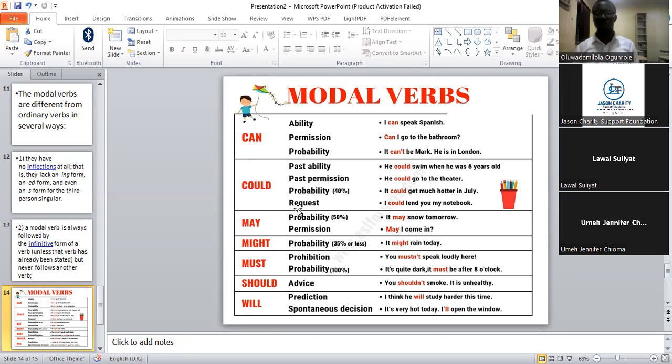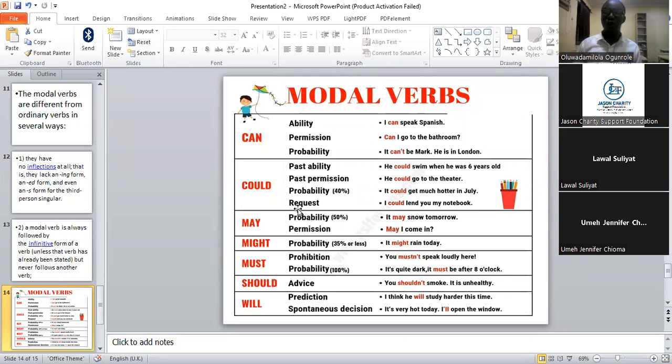And the last one I want to discuss today will be will. For this, we have it when we talk about prediction, when I think it will study at this time. Now, you are predicting what the person would do. You are predicting how the person will respond to that thing. And secondly, you use will to talk about spontaneous decision, immediate decision, reflexive decision. It is very hot today, I will open the window. That is, the person is doing that thing as the person was talking about it. As the person was expressing that situation, the person was carrying out that action, spontaneous decision.